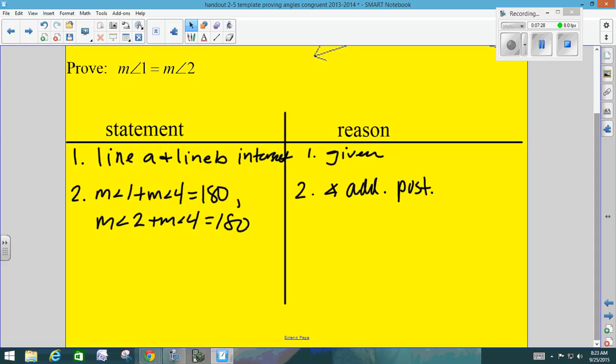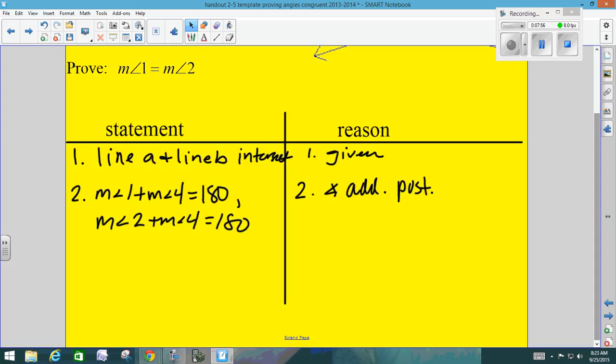Okay, so we're trying to prove 1 is equal to 2. And now I have 1 and 2 in the proof, only they're in 2 separate equations. I got to make it one equation. Jimmy? Measure of angle 1 plus measure of angle 4 equals the second. Why? Because 180 is the same thing. Good. 1 plus 4 equals 180. 2 plus 4 equals 180.